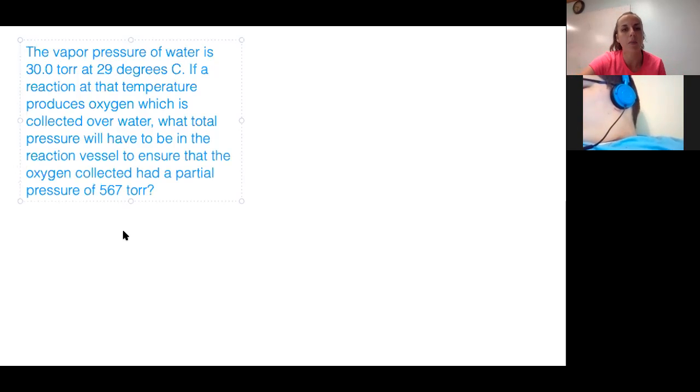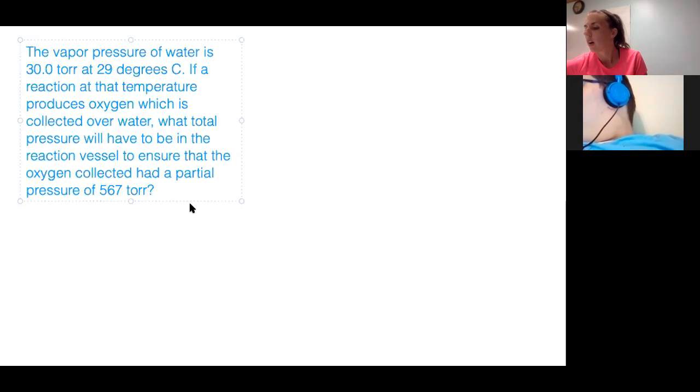So the question is, the vapor pressure of water is 30.0 torr at 29 degrees Celsius. If a reaction at that temperature produces oxygen which is collected over water, what total pressure will have to be in the reaction vessel to ensure that the oxygen collected had a partial pressure of 560 torr? All right, let's look at how they do it here. This is a 4-point question on your test.